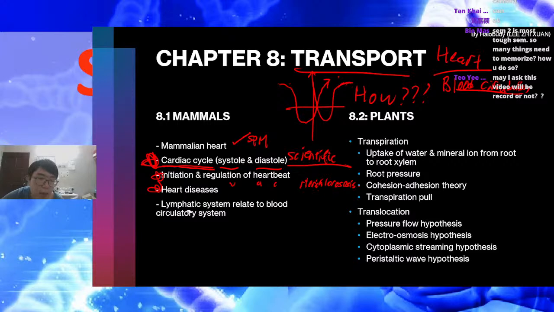And another one is about the lymphatic system related to blood circulatory system. So this one is just lymphatic system is one of the transport systems in our body, right? So we just have to know that lymphatic system relates to the blood circulatory system, because the fluid of the lymphatic system is lymph, right? Actually, lymph comes from where? Comes from blood circulatory system, right?